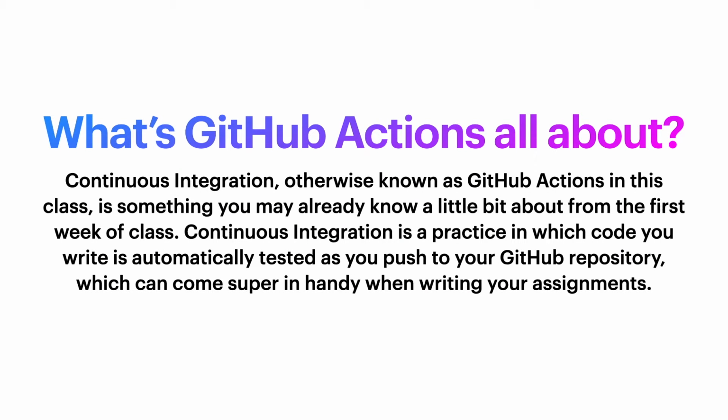What's GitHub Actions all about? Continuous integration, otherwise known as GitHub Actions in this class, is something you may already know a little bit about from the first week of class. Continuous integration is a practice in which code you write is automatically tested as you push to your GitHub repository, which can come super in handy when writing your assignments.